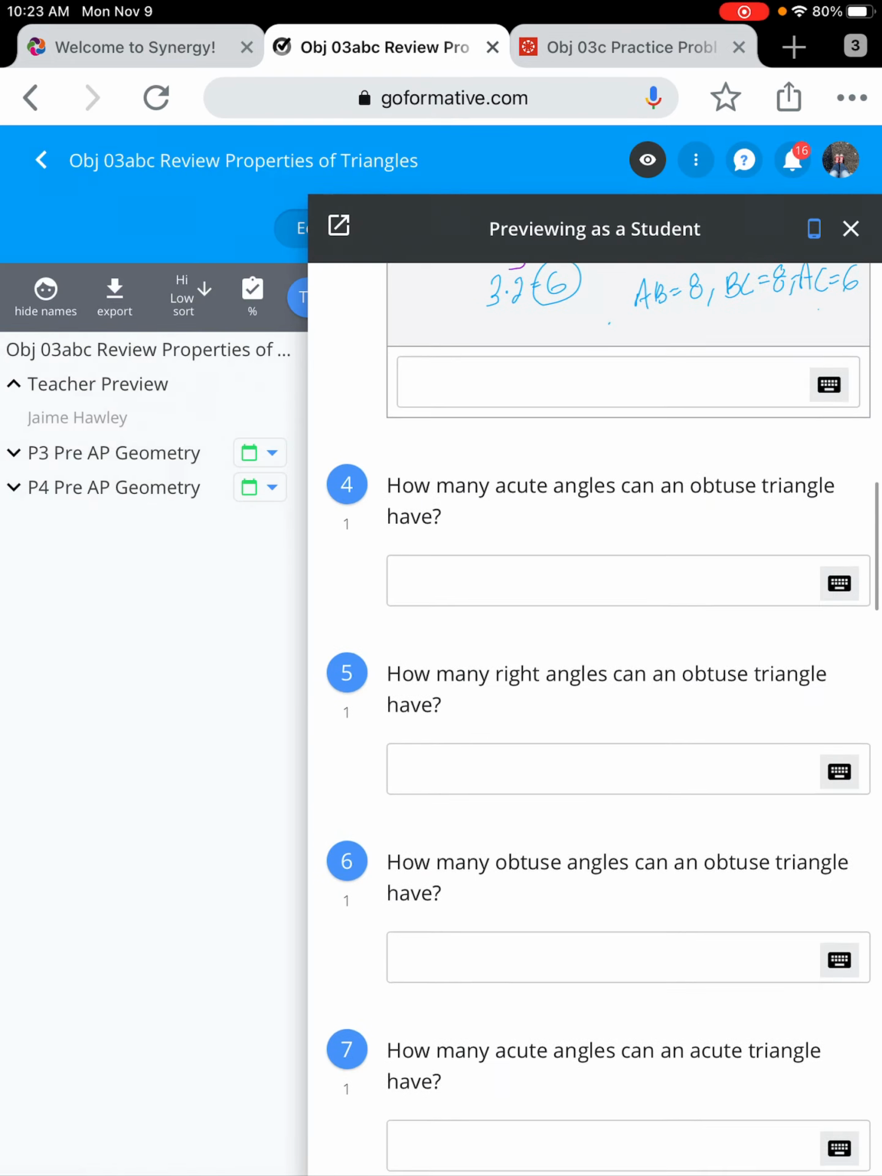Okay, number 4. So how many acute angles can an obtuse triangle have? I would draw that out, but the answer is 2.